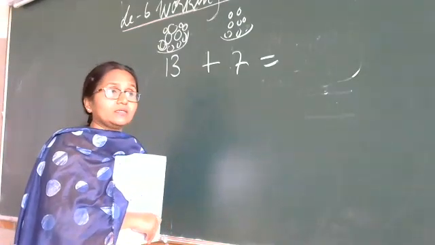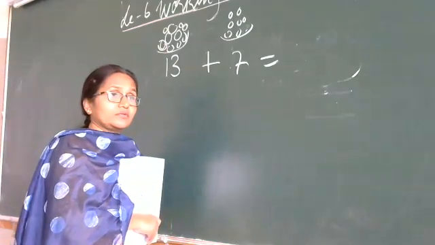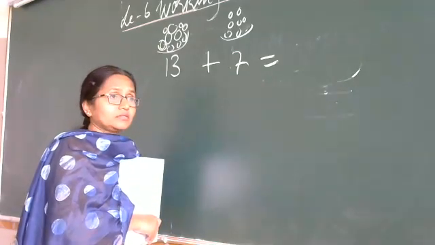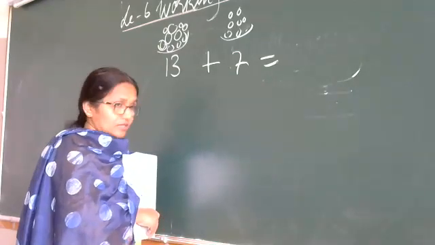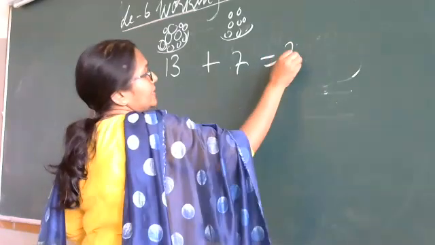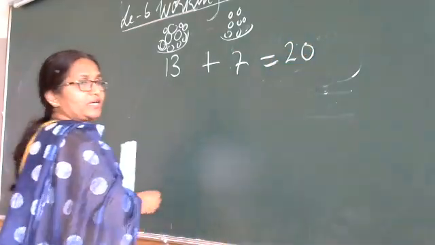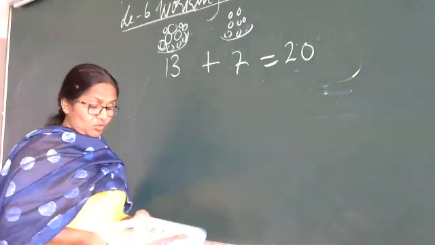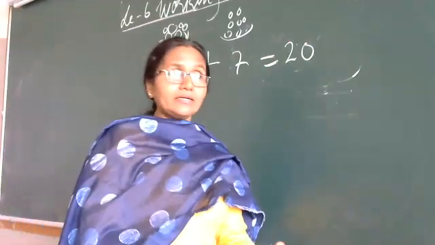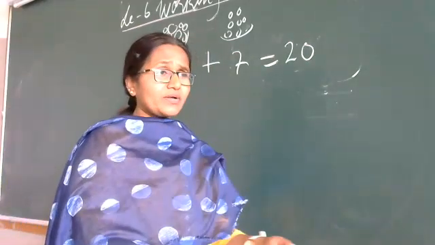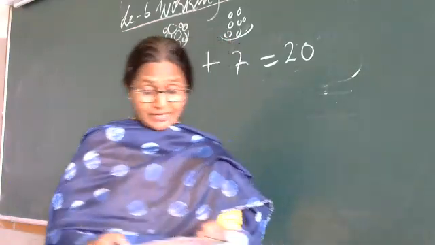Count all together. 20. Very good. 20 laddus are there. How many laddus are there? 20. Count and add means how many sweets are there.